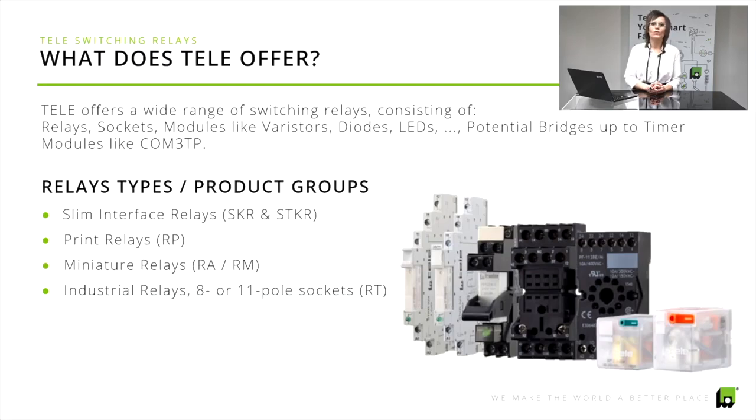Let's move on to the different relay types or product groups that Tele offers. We have 4 product groups in our program, starting with the slim interface relays, also called SKR or SDKR, print relays called RP relays, miniature relays called RA or RM, and industrial relays called RT relays, which feature 8 or 11 pole sockets.